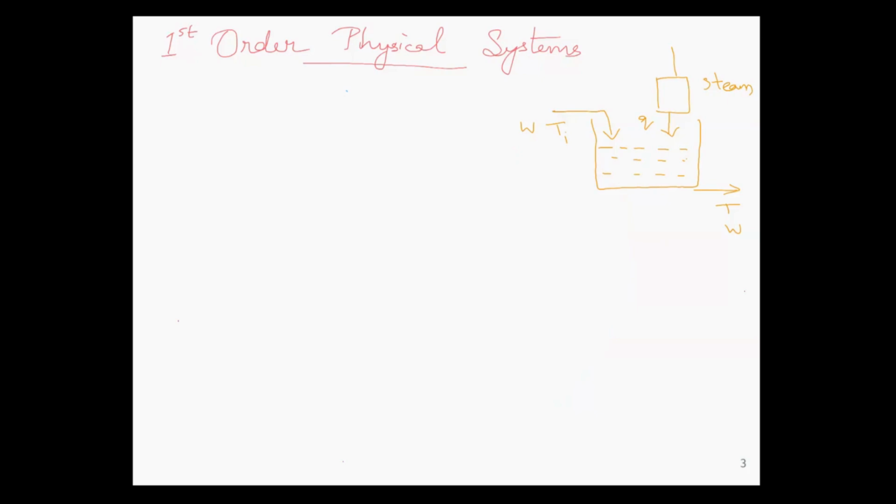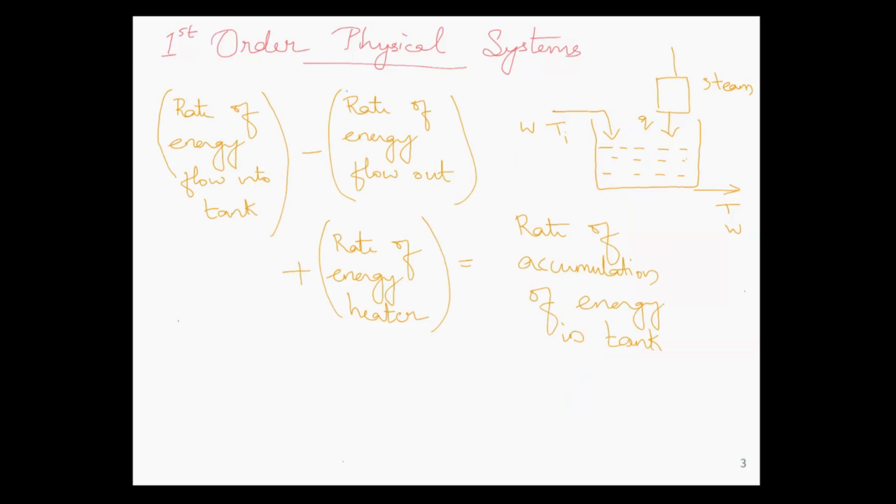So here we model the system using transient energy balance equation. So we balance the energy. Rate of energy flowing into the tank minus rate of energy flowing out of the tank plus rate of energy that is coming from the heater is equal to the rate of accumulation of energy in the tank. So Wc (Ti minus Trf) minus Wc (T minus Trf) plus Q equal to rho Vc d/dt (T minus Trf). Here Trf is the reference temperature and C is the heat capacity of the fluid.